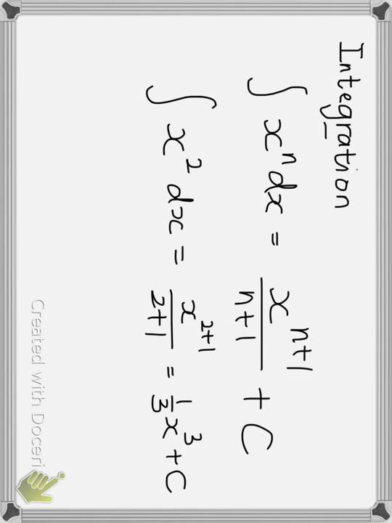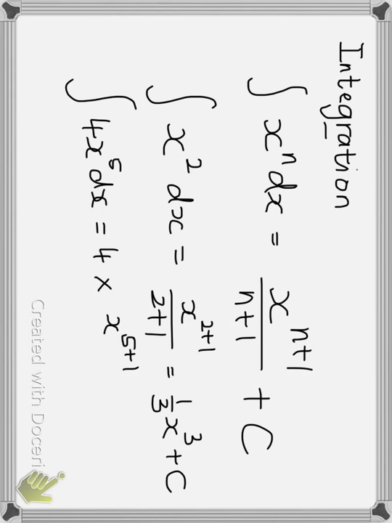Okay, so if you have, let's say, the integral of 4x to the power 5 dx. Now basically that number 4, because it is a constant, it has nothing to do with integration. So you kind of leave it out. So it's like 4 multiplied by, and then you are integrating x to the power 5. So x to the power 5 plus 1 over 5 plus 1. And then that gives you 4 over 6 x to the power 6.